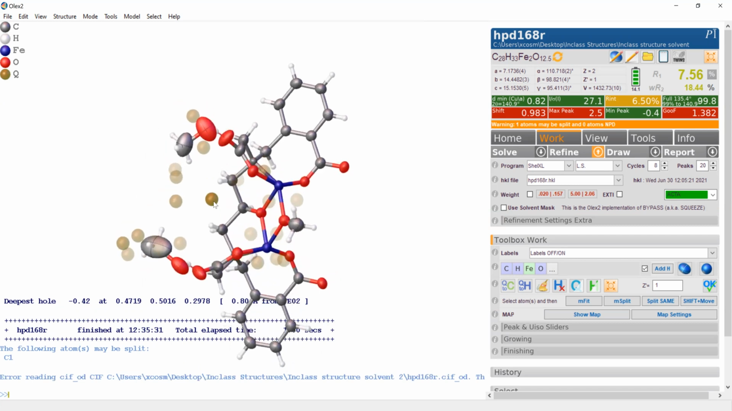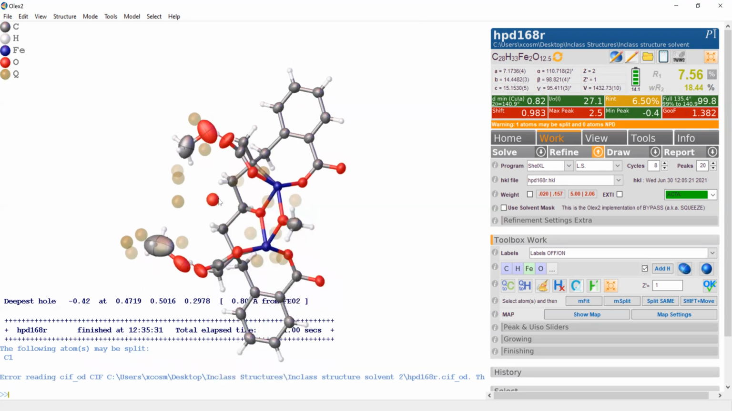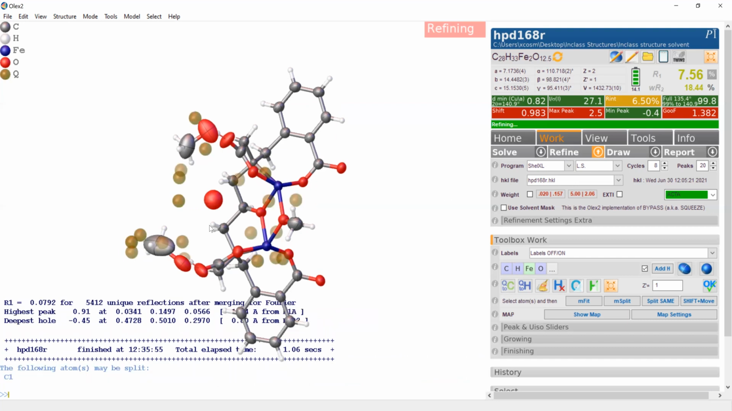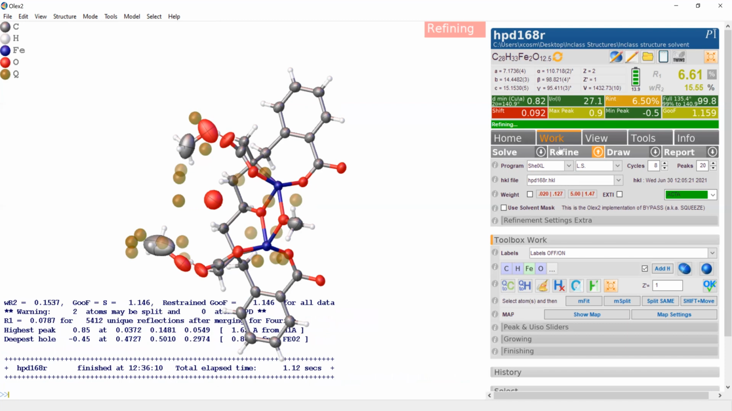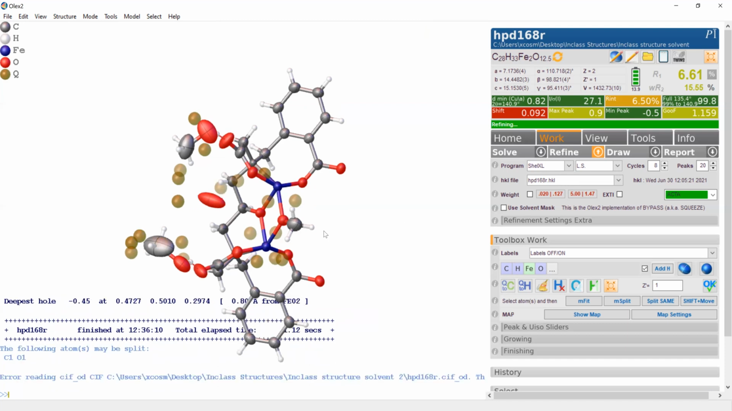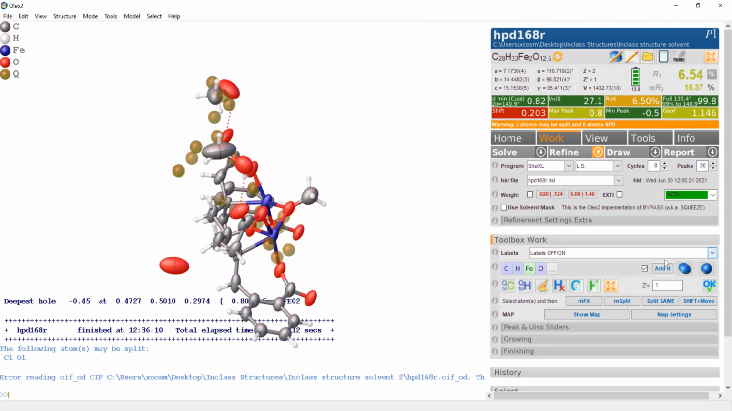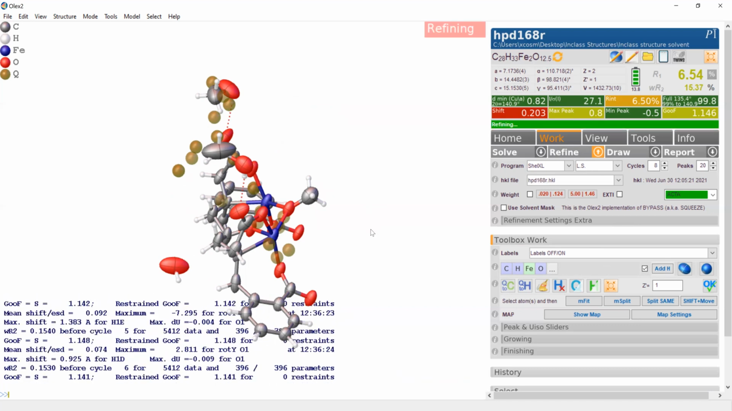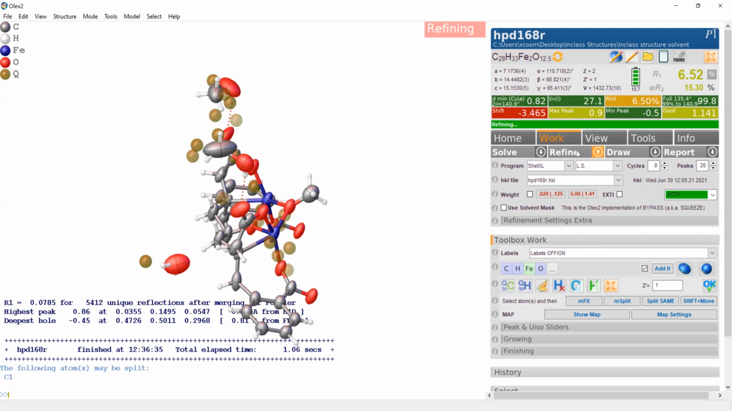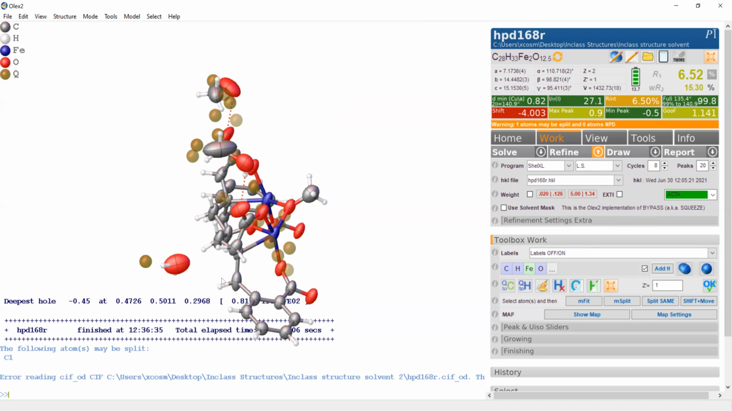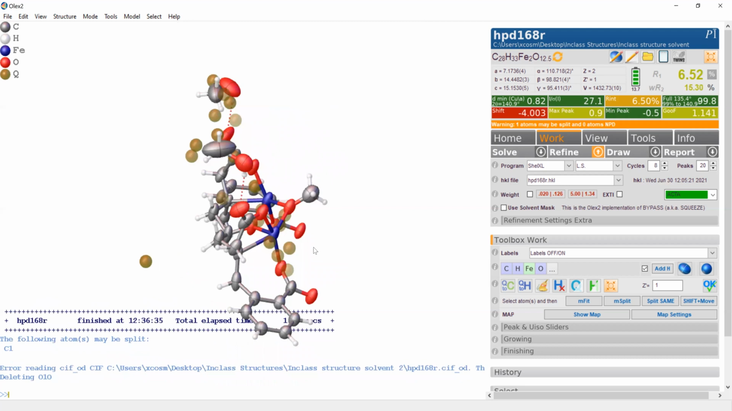So this electron density peak, we were having a hard time modeling it. Let me try to remodel it. There we go. You see, when I put the hydrogens on it, it's not doing what it's supposed to be doing. So if we wanted to, for illustration purposes, let's just delete it, refine it.